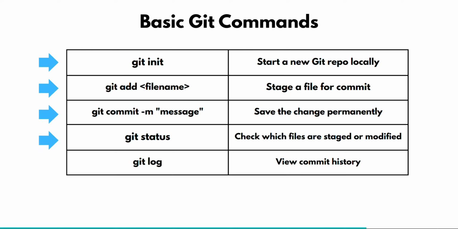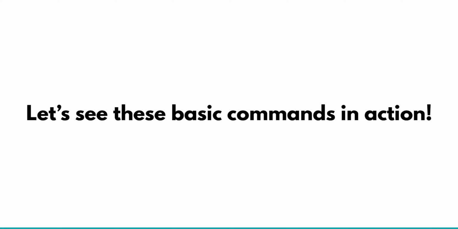Then we have the git status command. With the git status command, you can check which files are staged and modified. Then we have the git log command. With the git log command, you can see your commit history, like what files you have committed. So let's see all these things in action.